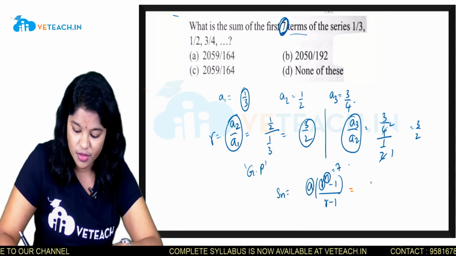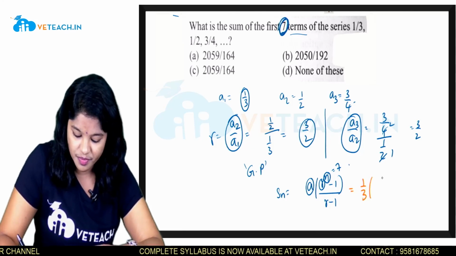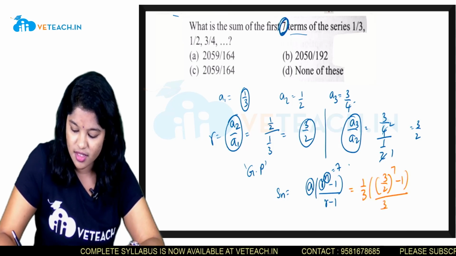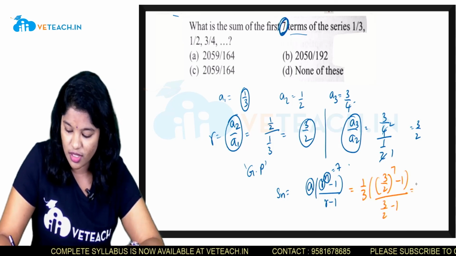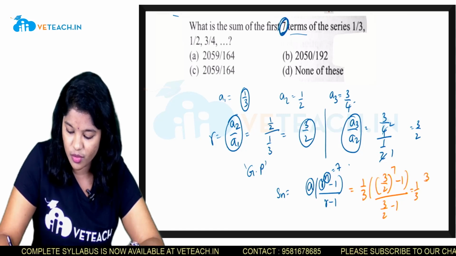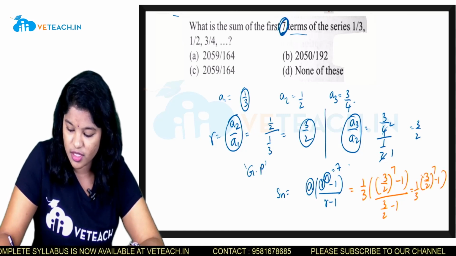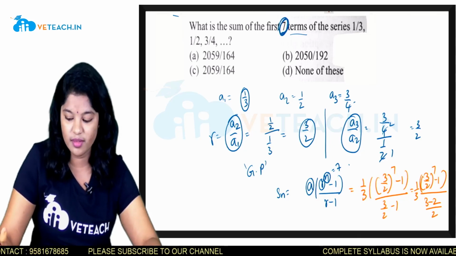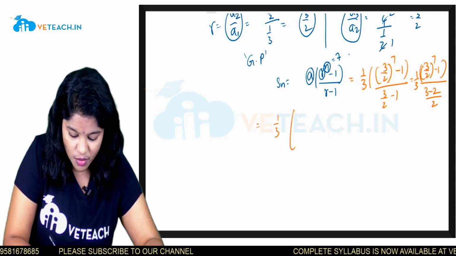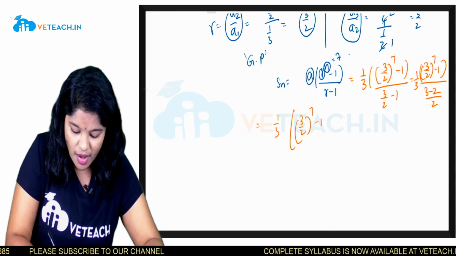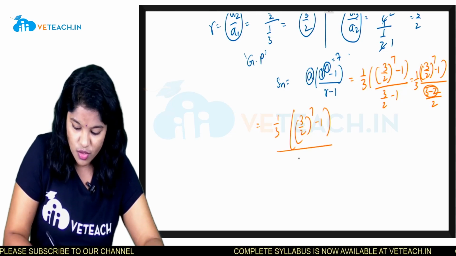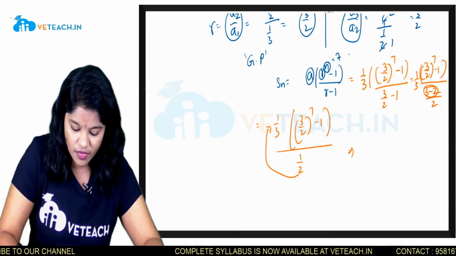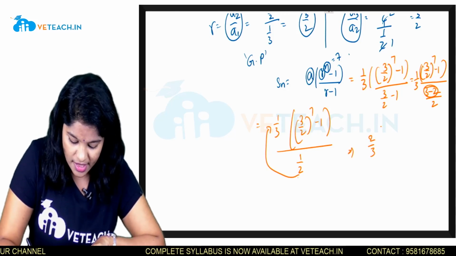So that is equal to 1/3 into (3/2) whole power 7 minus 1, divided by 3/2 minus 1. So that is equal to 1/3 into (3/2) whole power 7 minus 1, divided by 3 minus 2 by 2. 3 minus 2 is 1. So that is equal to 1/3 into (3/2) whole power 7 minus 1, divided by 1/2. The denominator will become the numerator. So it will transform into 2/3.